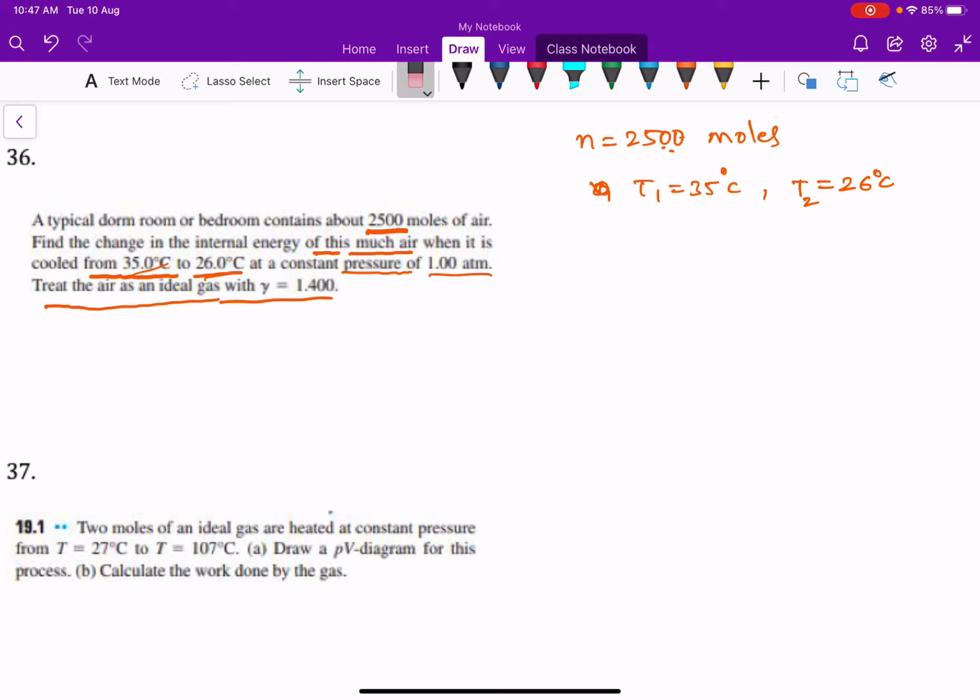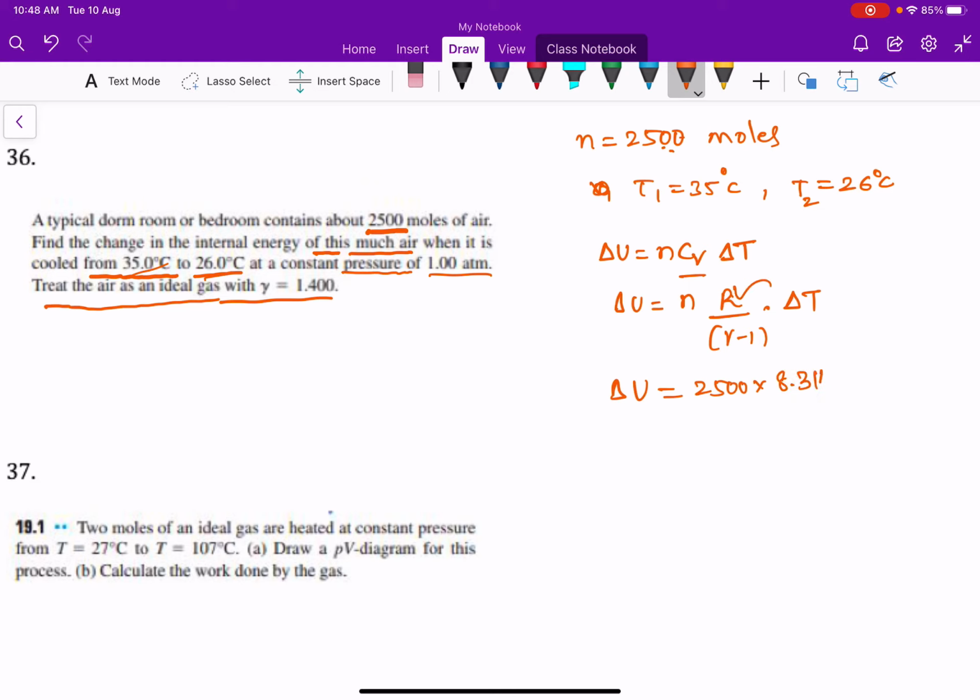Yes. We know the change in internal energy. What is the change in internal energy? Here the change in internal energy is nothing but n Cv delta T. And we know Cv is nothing but R by gamma minus 1, we have proved in the previous problem, into delta T. So delta U is equal to n, which is 2500, and R value is 8.314 joule per mole per Kelvin, by gamma is 1.4 minus 1, into delta T. Delta T is how much? Final temperature minus initial temperature. So from this you will get the answer.